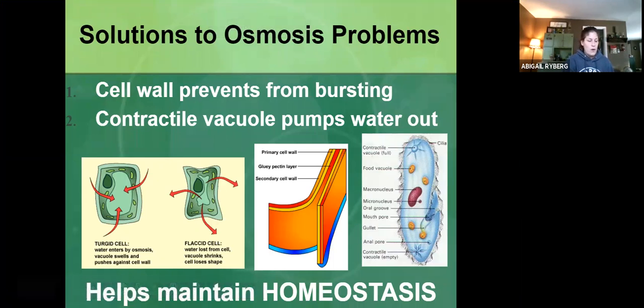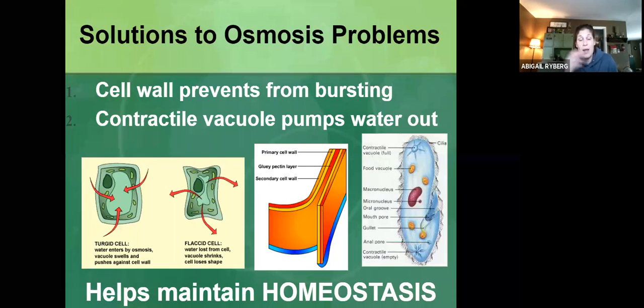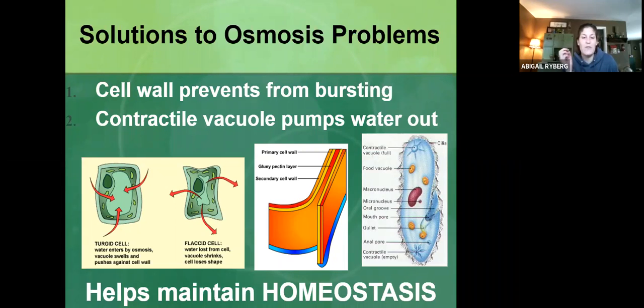There are two ways that cells try to prevent osmosis problems. One of the ways that cells can do it is by having a cell wall. So remember that plant cells have cell walls, which make a rigid, more protective layer. And that cell wall will prevent them from bursting. And then some cells have contractile vacuoles that are just constantly pumping or maintaining the water in the cells.